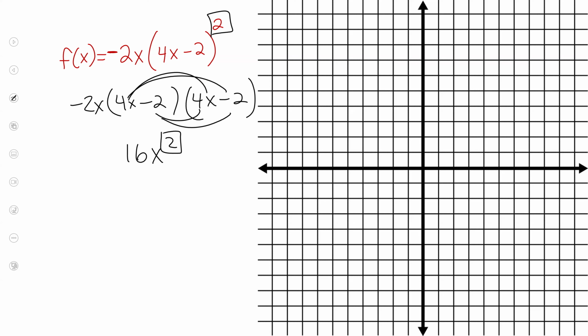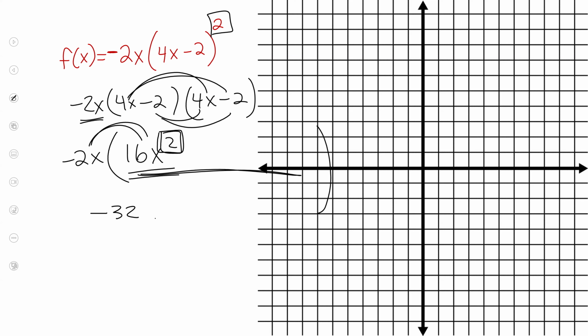Okay? What's important is the leading term. So if you don't want to multiply it all out, that's fine. After that, this whole thing will be multiplied by this negative 2x. We're only worried about the biggest term. The biggest degree is the 2. So negative 2 times 16 is negative 32x cubed. This will be the biggest term, the highest degree.